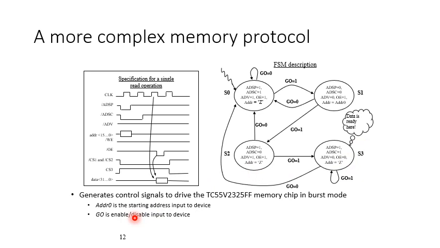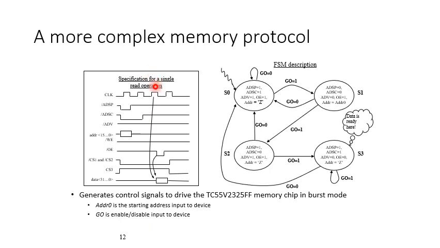So what is happening? We are generating control signals to drive this particular memory chip, the TC55325FF memory chip, in burst mode. So we are going to use this IC in burst mode. Addr 0 is the starting address input to the device. So this is the starting address that will be input to the device. As you can see here, we have addr 0 to 15, which means that it is a 16-bit address. Go is the enable and disable input to the device.